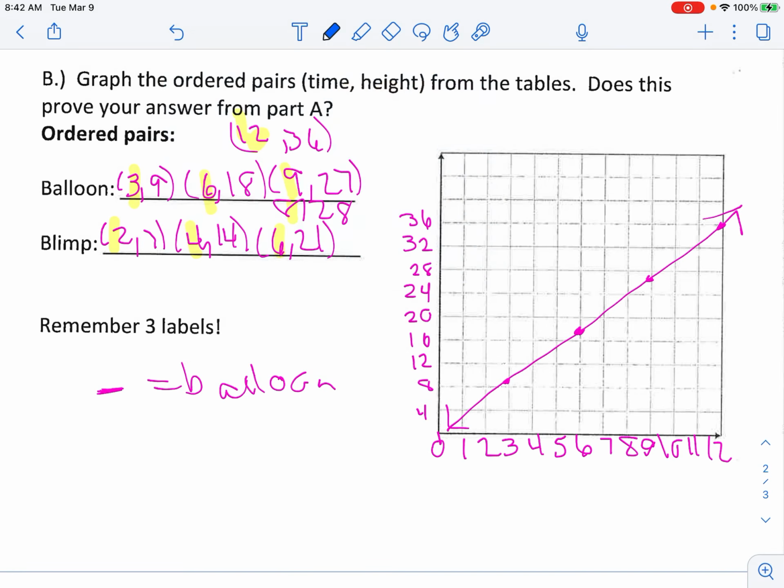I'm going to choose a different color. Whenever you're graphing two different lines in the same graph, you should probably choose a different color so they stand out from each other. So 2, 7, right 2 and up 7, 4, 14, right 4, up 14, 6, 21, right 6, up 21, and 8, 28.